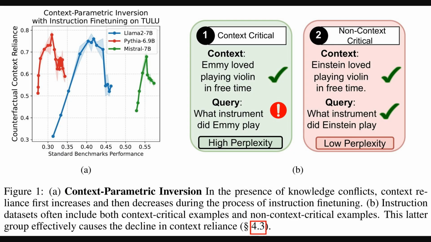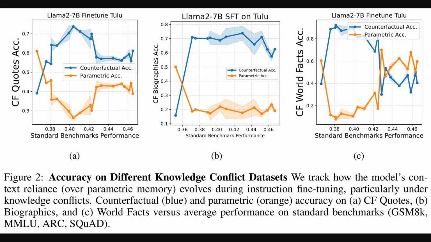Okay, so this figure really highlights that surprising finding. On the left, we see counterfactual context reliance plotted against standard benchmark performance for several models: Llama, Pythia, Mistral. Notice how reliance initially climbs, but then it drops significantly, even as the models get better on those standard tests. The right side helps explain why, distinguishing between context-critical examples, where the context is essential, and non-context-critical ones, which might reinforce existing knowledge.